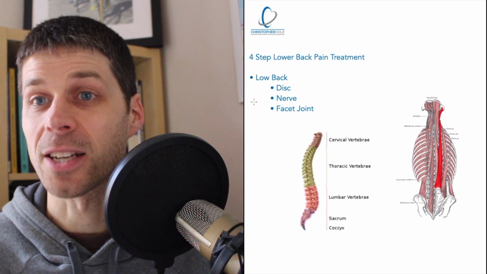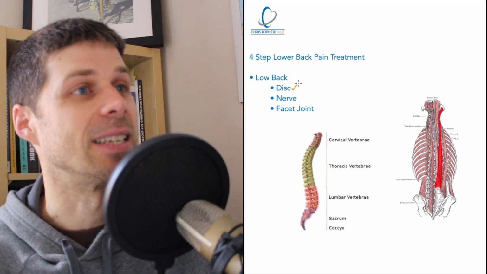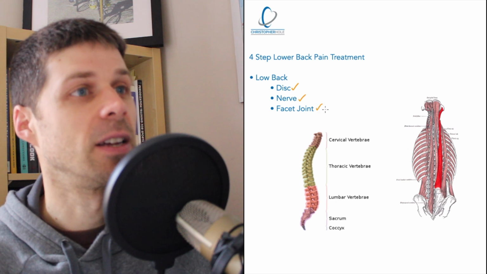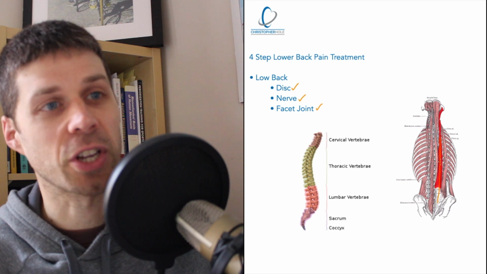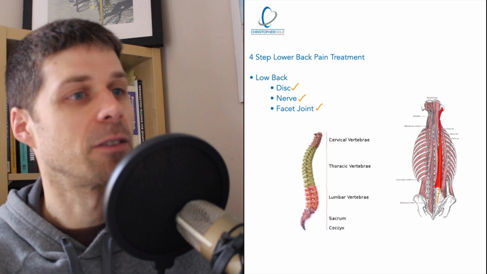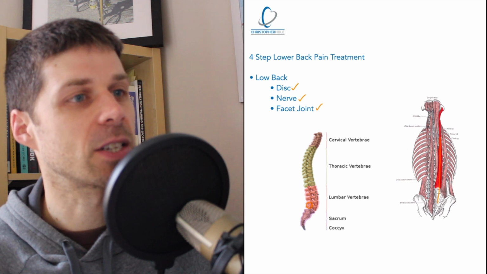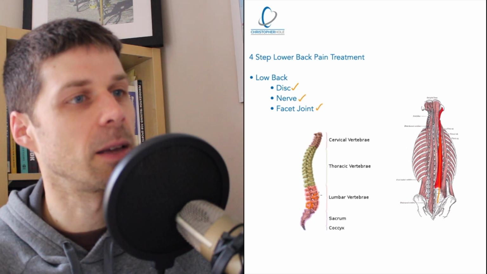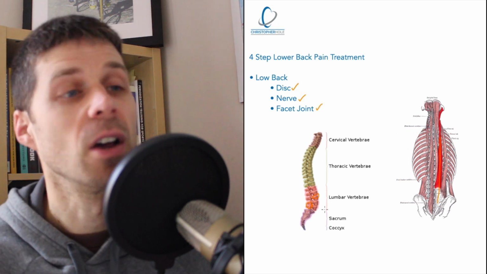Next is the lower back. So we need to look at the lower back and what that's doing. So this will help us identify, is it disc? Is it nerve? Is it facet joint? Is it muscular? Facet joints you'll find at the back of the spine. Discs you'll find in between here, and we can identify if it's irritating a nerve.